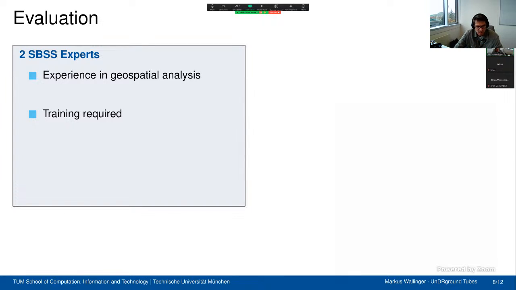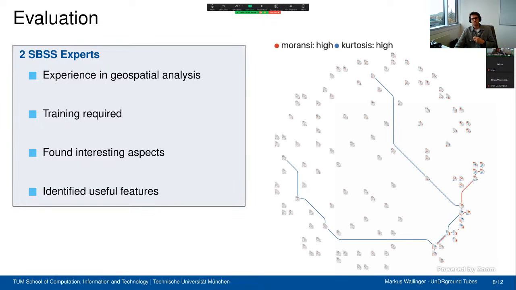But once this was done, both experts reported that they found new interesting aspects of the data that they couldn't find with their usual processes. And they also could identify useful features that really helped them to solve some of the analysis tasks. But you can read the statements in the paper. I just want to give you one example that we had during the analysis process.